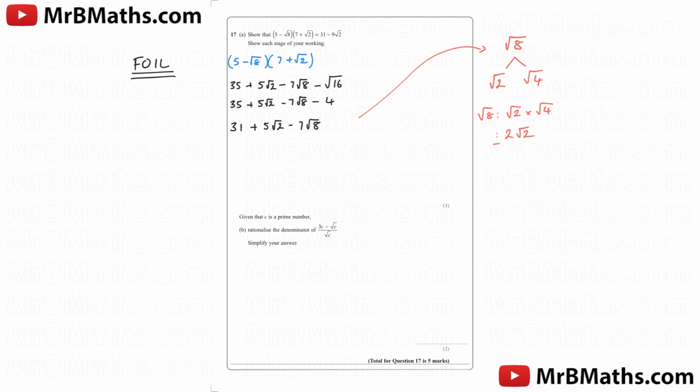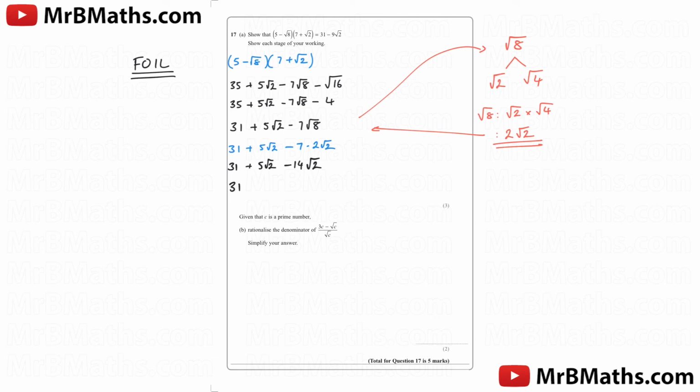So what I can do now is I can bring this back over here. So I'm going to rewrite a line again. 31 plus 5 root 2 minus 7, now instead of root 8, I'm going to write times 2 root 2. And again, another line, 31 plus 5 root 2. Now, minus 7 times 2 will give us a minus 14. And then we can have 14 root 2. Now, I've got my number here still, the 31.